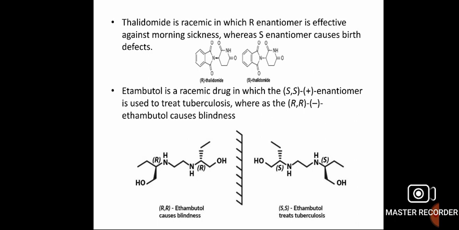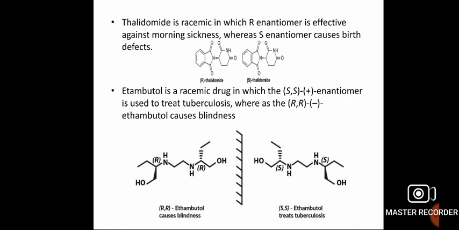And one more example of that drug is ethambutol. It is a racemic drug in which the S enantiomer is used to treat tuberculosis, whereas the R ethambutol causes blindness.